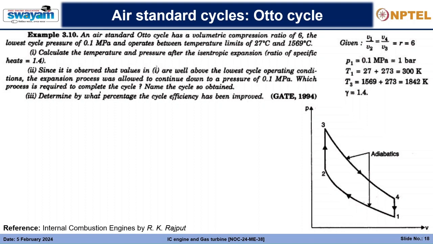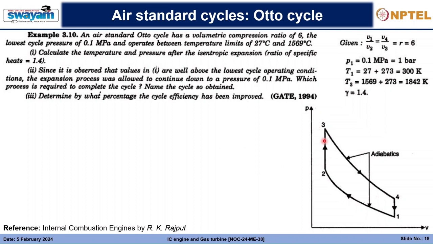An air standard Otto cycle has a volumetric compression ratio of 6, the lowest cycle pressure of 0.1 megapascal, and operates between temperature limits of this. So that you get the hint of this 0.1 and the 0.3. You get the hint of 0.3 and 0.1, and you need to calculate the temperature and pressure of the isentropic expansion. So isentropic expansion is this fourth position.